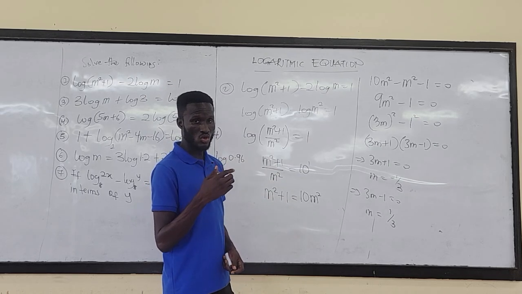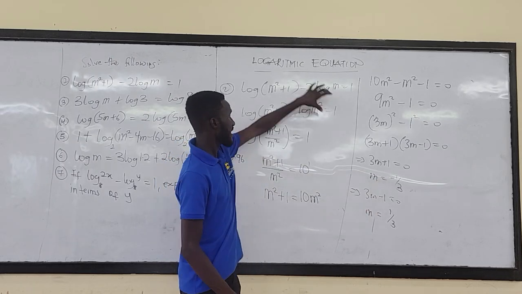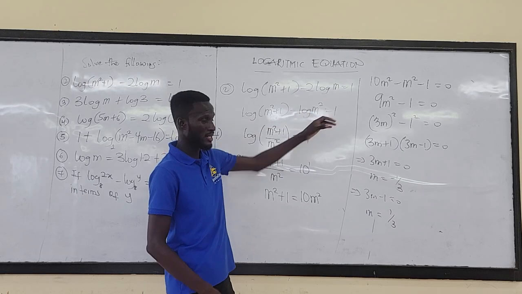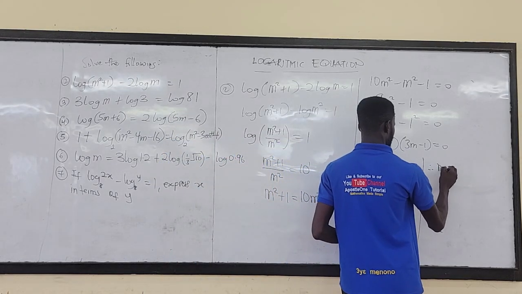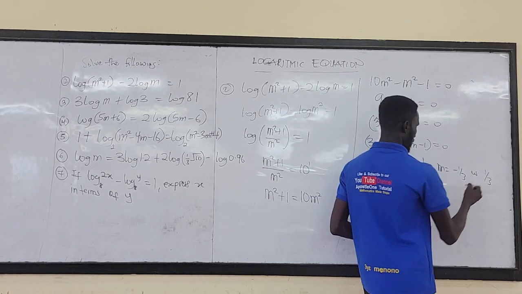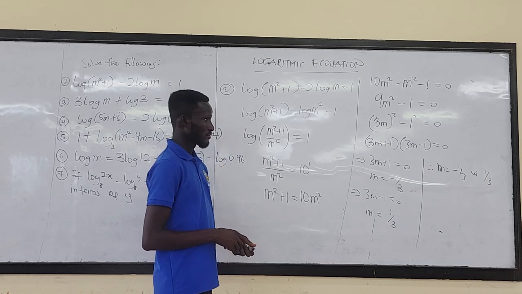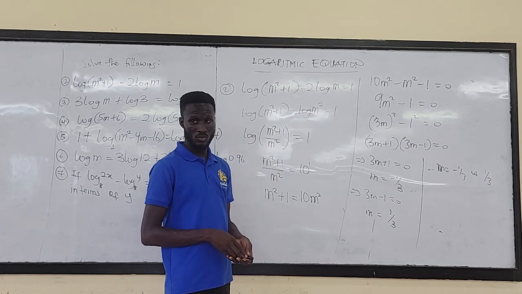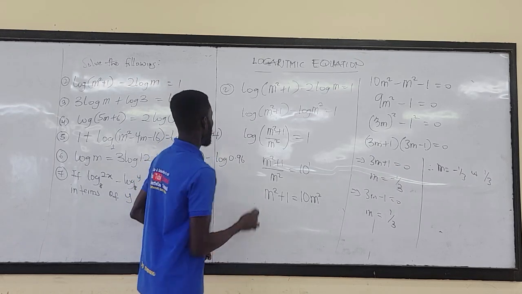But if you are not sure, make sure that you put these inside the equation. Make sure it satisfies the equation, and you are done. So therefore, I can conclude that m is equal to negative 1 over 3 or 1 over 3. When you bring this one in, this one will be positive. So it means all of them will satisfy the equation. Now, let's move on to question number 3.